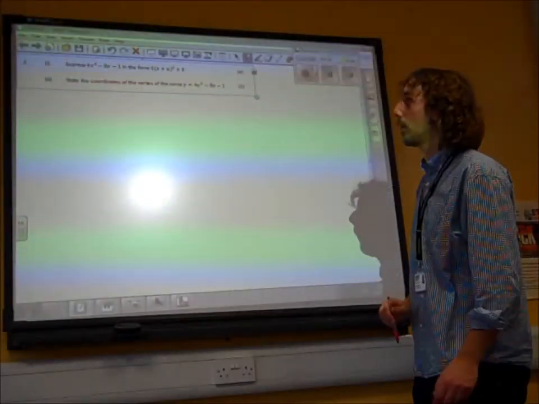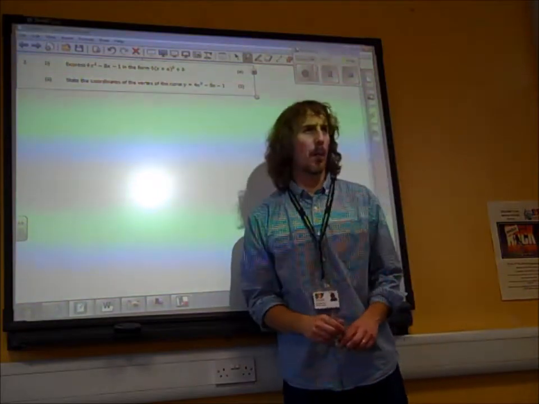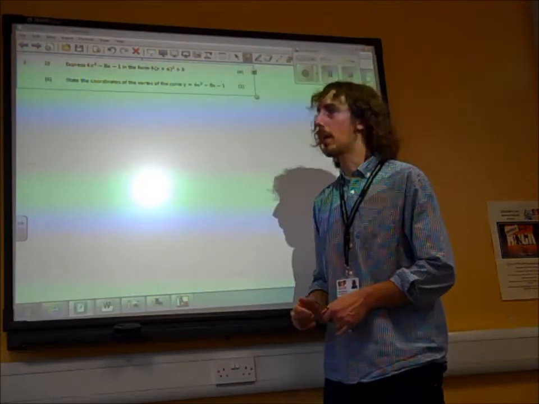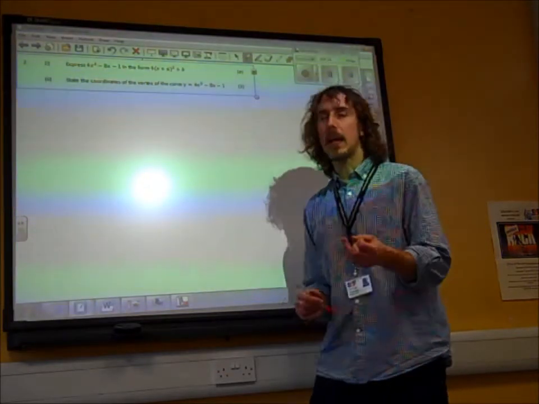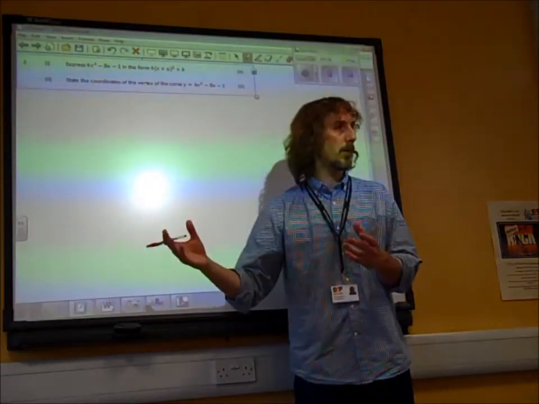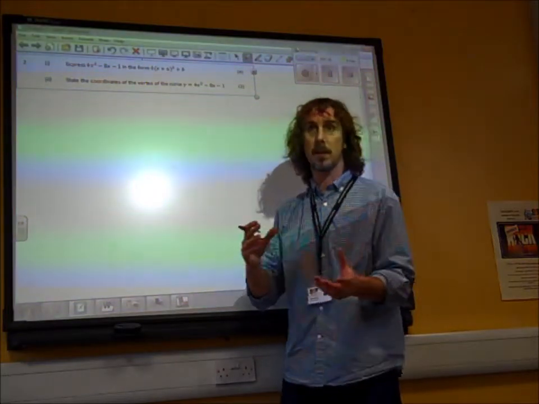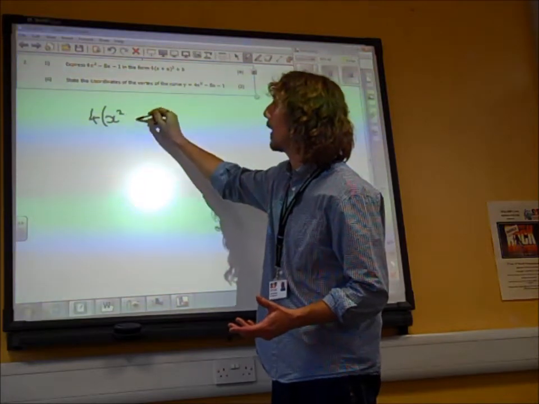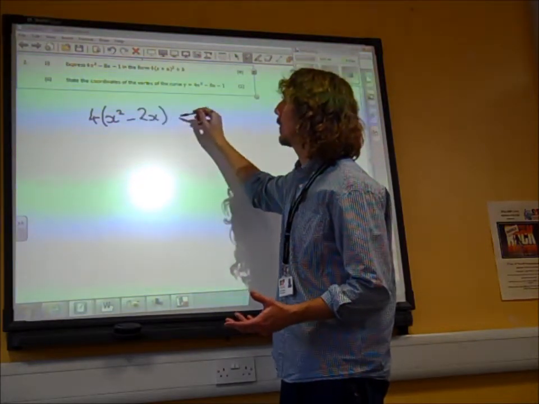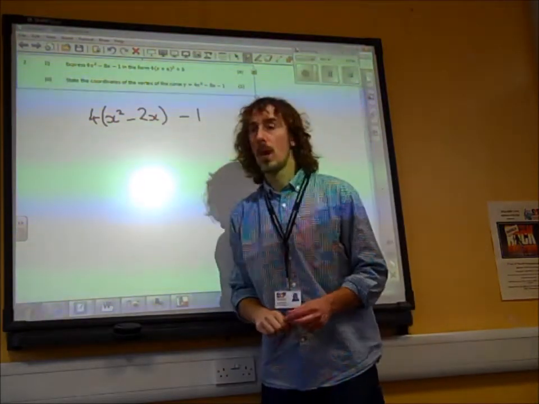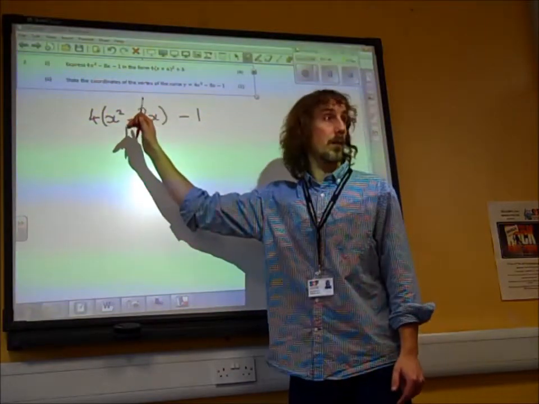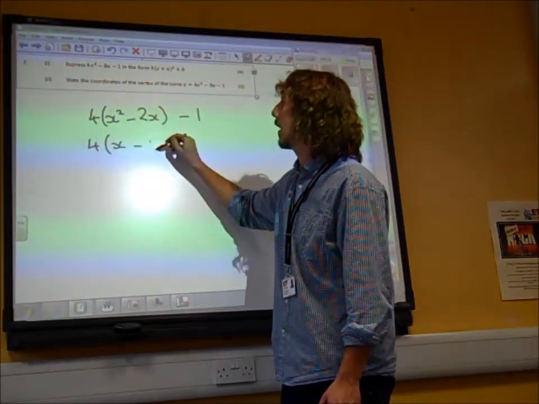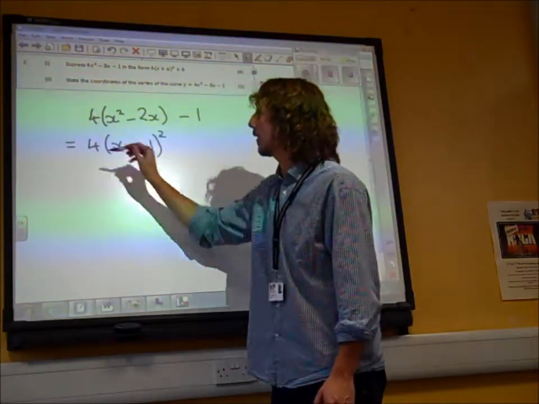And we're on to question 2. Express 4x squared minus 8x minus 1 in the form 4 brackets x plus a all squared plus b. Again, it's up to you whether you want to do the comparing coefficients method or the other way of doing that. I'm going to do it the other way, where we think of that as being 4 brackets x squared minus 2x minus 1. A half of my coefficient of x is 1. So this is going to be 4 brackets x minus 1 all squared.